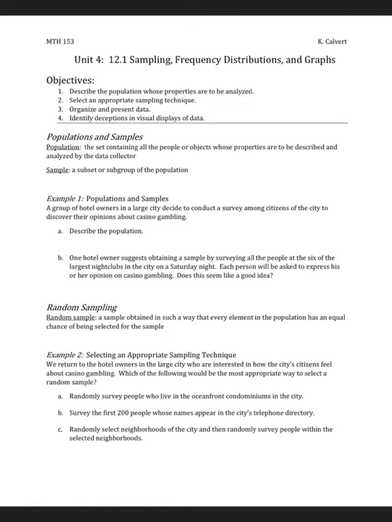The first thing we're talking about is populations and samples. Go ahead, pause the video, and read the definition of population and sample.